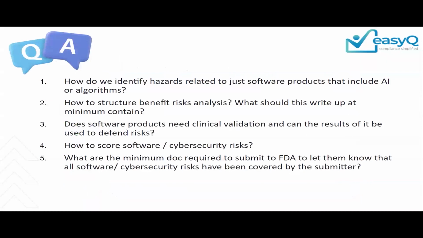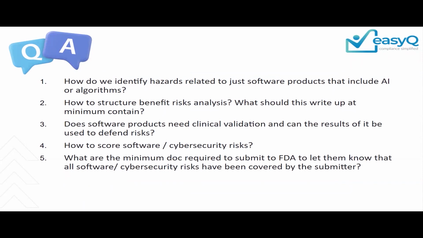How to structure benefit risk analysis? What should this write-up at minimum contain? I was talking about this when we were at the slide on benefit risk analysis. As I explained, your benefit risk analysis should be detailed enough, in the simplest way, to show how the benefit of a particular feature within the product, or the overall product, outweighs the risk that you are highlighting.